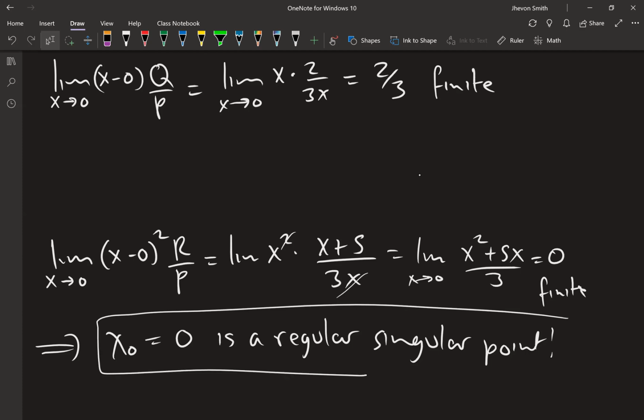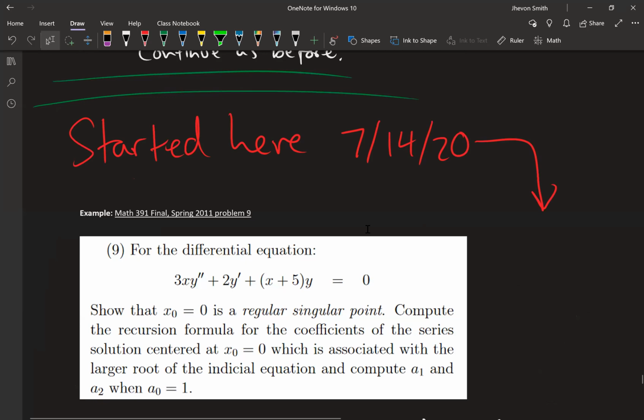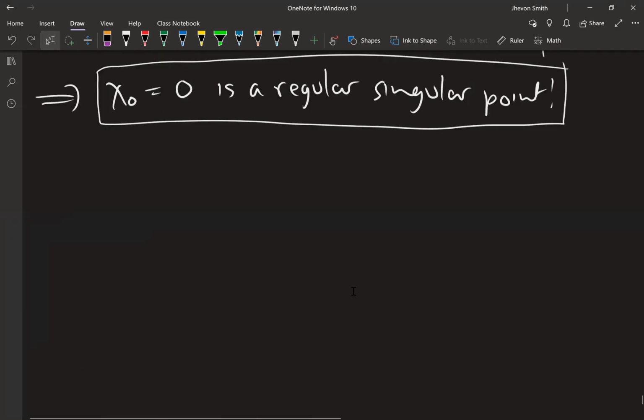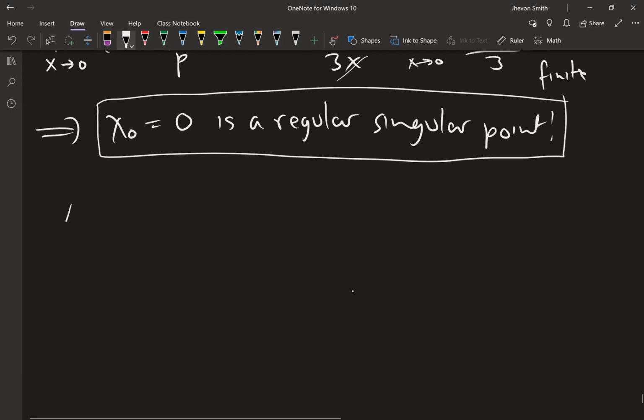We did tons of examples like that last week. Probably too much, in fact. Let's move on to the next part, compute the recursion formula. So now we know how we actually do that.